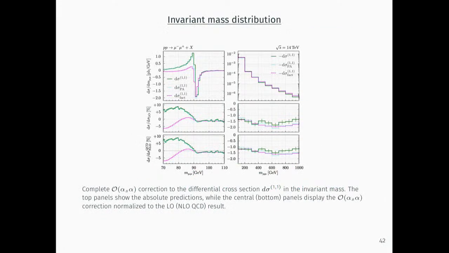And then you can also see the invariant mass distribution. For the lower energy limit, this doesn't matter, but for the high energy, we see that there are effects, and these effects are quite large. So when we go to high-luminosity LHC, these corrections will play a very important role.